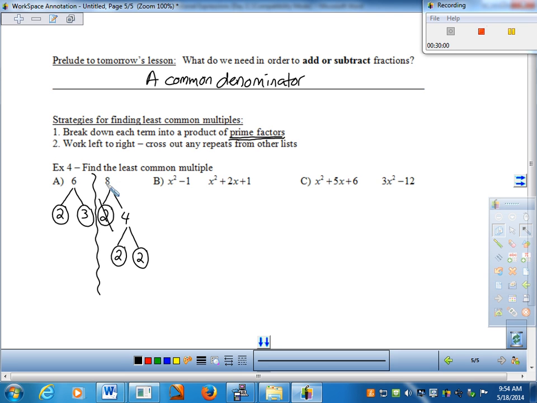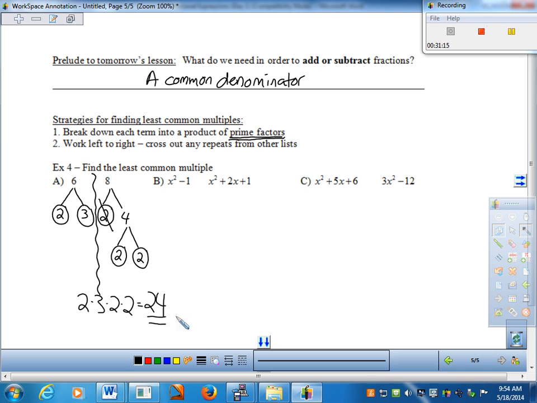What is the lowest number that happens? And I'm sure you would agree that it's 24. 6 goes into 24, 8 goes into 24. That is the smallest number that occurs. Notice what I get right here when I include all my prime factors: 2 times 3 times 2 times 2. And when I multiply those together, everybody, of course, I get 24.